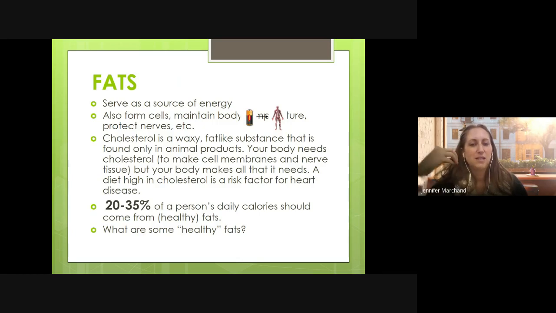Our body needs cholesterol to make different cell membranes and nerve tissue, but our body also makes all of the cholesterol that it actually needs. So we don't actually need to eat meat to get the cholesterol.